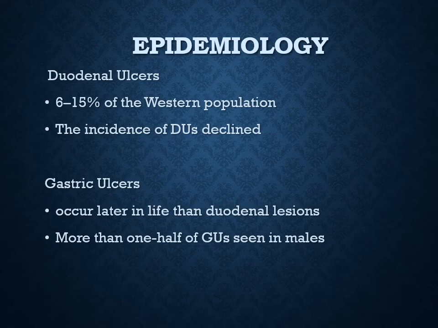them from one another. Duodenal ulcers occur in up to 15% of the Western population, and the incidence of DUs is declining. The reason for the reduction in the frequency of DUs is likely related to the decreasing frequency of H. pylori. Before the discovery of H. pylori, the natural history of DU was typified by frequent recurrence after the initial therapy. While gastric ulcers occur later in life than duodenal lesions, more than one-half of the gastric ulcers are seen in males.